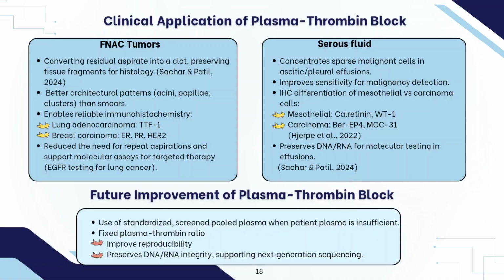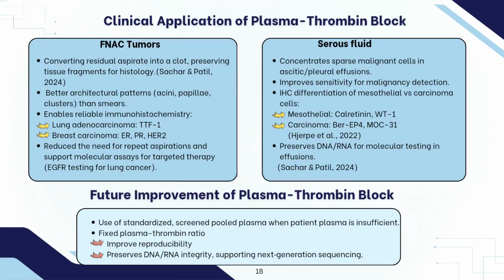Next, I want to continue with the clinical applications of the plasma thrombin block technique. First, for FNAC tumors, this method helps convert the residual aspirate into a clot, which preserves important tissue for histology. With this method, we can observe better architectural patterns such as acini and cohesive clusters. It also supports reliable immunohistochemistry. Besides that, this technique reduces the need for repeat aspirations because the preserved clot can be used for additional tests. This is very helpful for molecular assays, including targeted therapy analysis like EGFR testing for lung cancer.